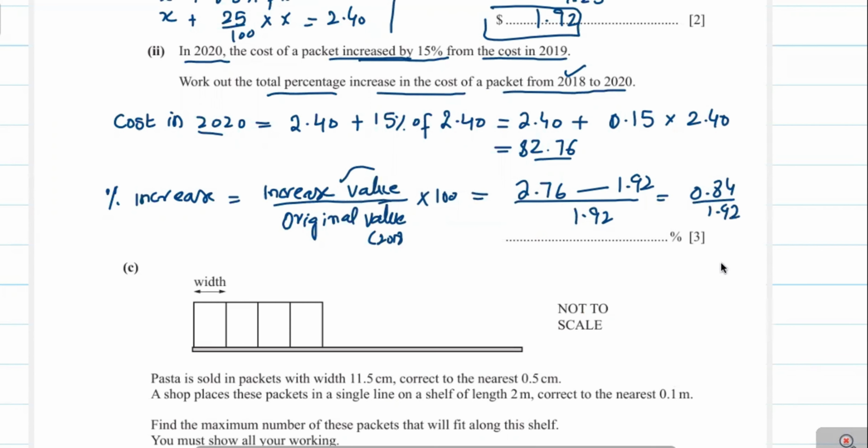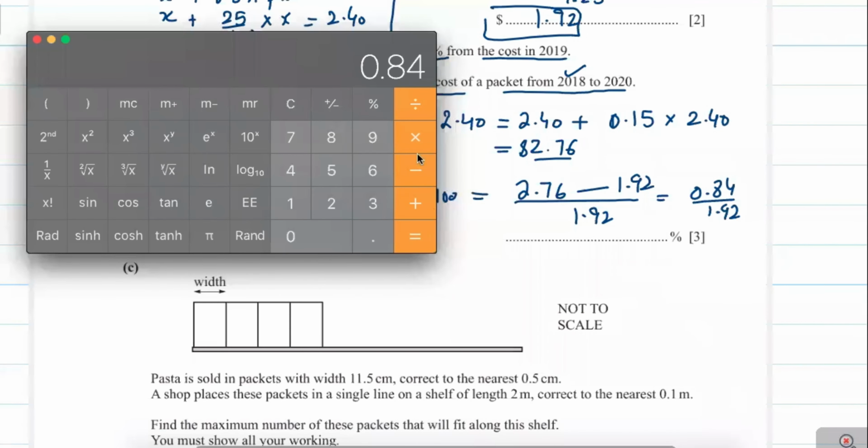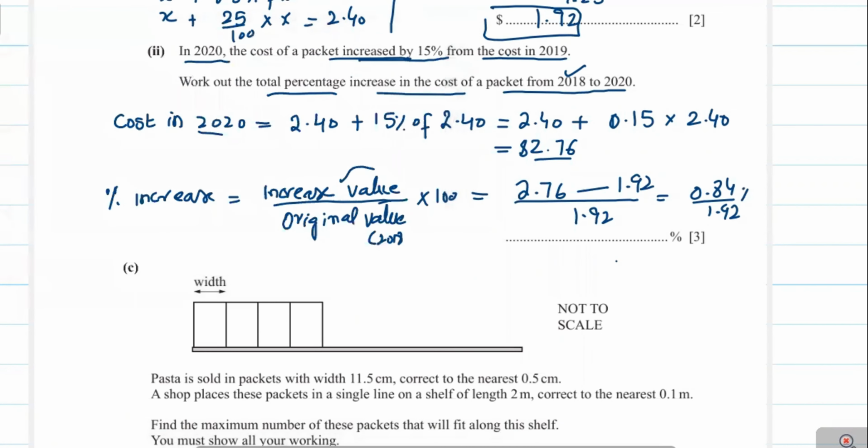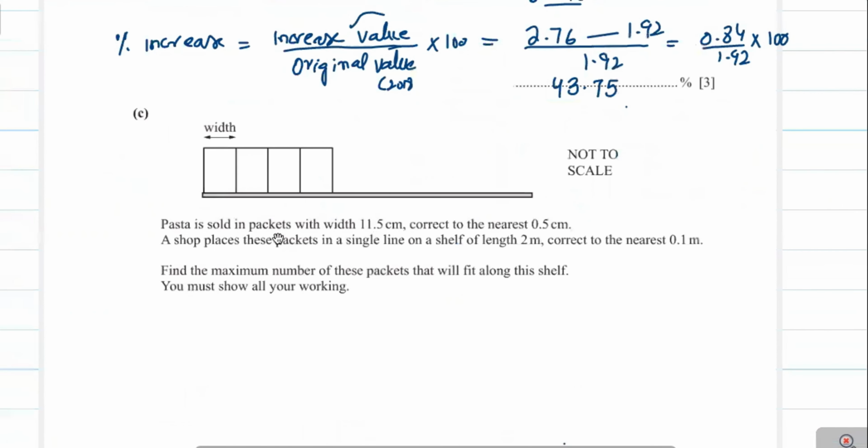We see the answer. Now you see here 0.84 divided by 1.92 is 0.437, multiplied by 100. Multiplied by 100, we get 43.75. Now we have to write multiply by 100. 43.75% is the answer. Next, the part C.